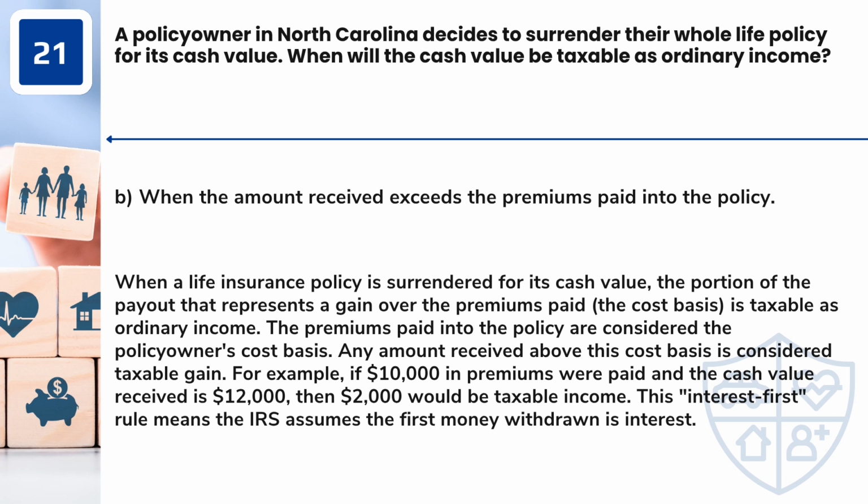For example, if $10,000 in premiums were paid and the cash value received is $12,000, then $2,000 would be taxable income. This interest-first rule means the IRS assumes the first money withdrawn is interest.